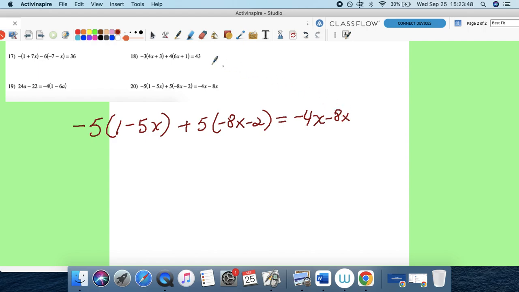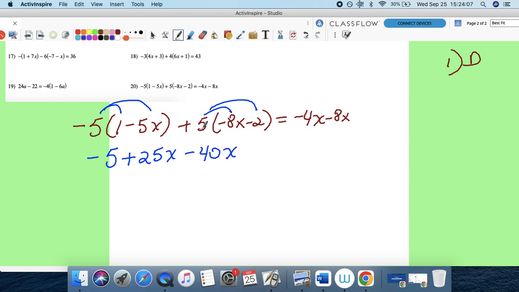So this one has everything. Number 1, distributive property, plenty. It's going to happen here, and it's going to happen here. So let's take care of that. That's going to give us negative 5 plus 25x, because they're both negatives. Positive 5 and negative 8 is negative 40x. And then positive 5 and negative 2 is going to be negative 10.